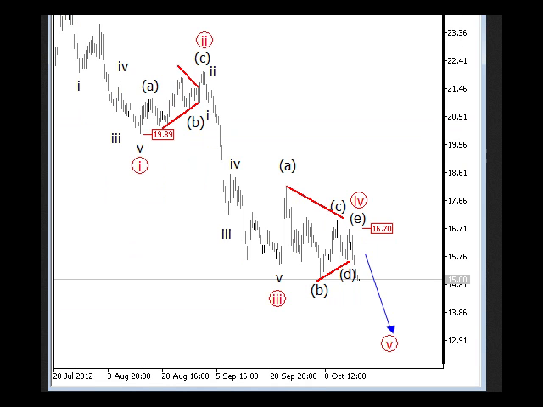On an intraday level, this would be the Elliott wave count here. We've been talking about this triangle pattern and dropping to the downside. Well, it's dropping down through here now as stock is pushing to the upside. So we expect that to continue to move to the downside.